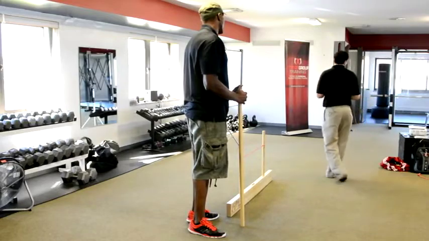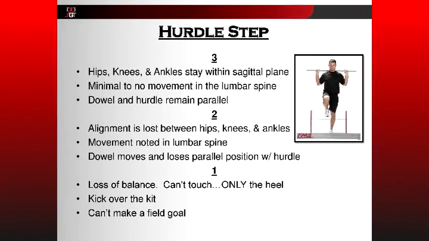This one, there's a lot of variance. You don't get a ton of 3s on the hurdle step. Hips, knees, and ankles have to stay in the sagittal plane. Basically, everything has to point straight forward. I can't see anything go into the frontal plane or change planes. Everything's got to point straight forward. Minimal movement in the lumbar spine.